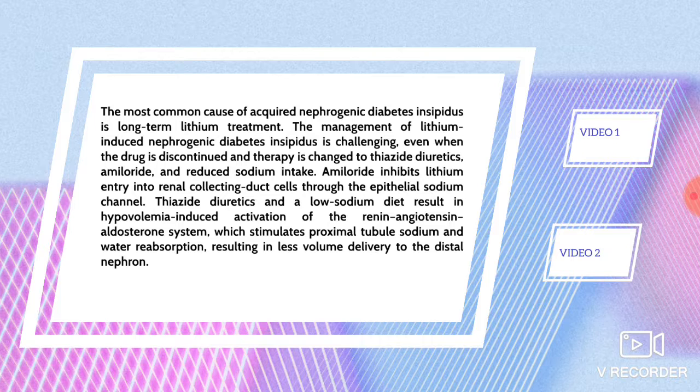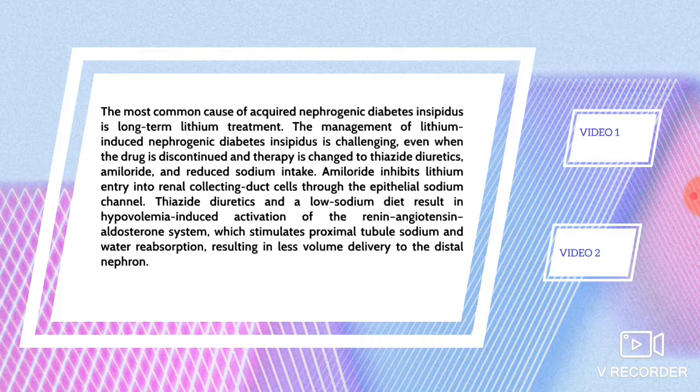The management of lithium-induced nephrogenic diabetes insipidus is challenging, even when the drug is discontinued. Therapy is initiated to try diuretics and reduce sodium intake. Amiloride inhibits lithium entry into renal collecting duct cells through the epithelial sodium channels.